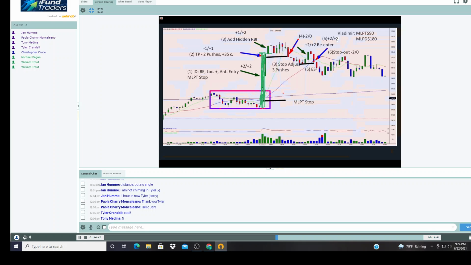Great add. What you can do is use a separate stop on that add. If you're scared that your risk is getting too big, you can use a separate stop. You would be adding 20 cents of risk to the trade. And if you get stopped out on the lot that you added here, you will still be in with the other two lots. Okay, does that help?